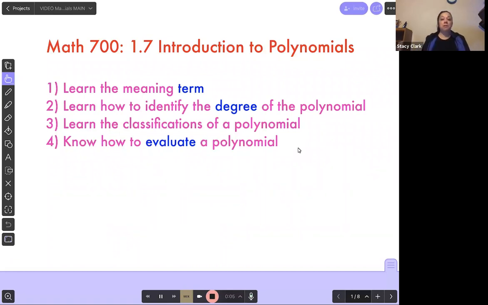So the main objectives that we want to be able to cover are we want to learn the meaning of term. That's a math word that we want to make sure that we understand. Also, we want to learn how to identify the degree of the polynomial and learn what the classifications are for the polynomial. Basically, we're going to be putting them into groups to be able to describe them, and then learn how to evaluate a polynomial.